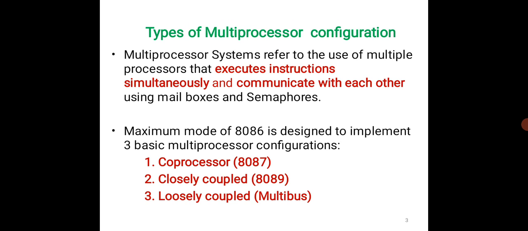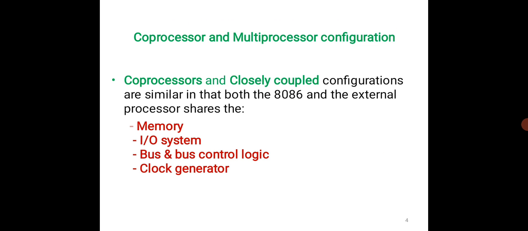An example for the coprocessor configuration is interfacing with an 8087, which is a numeric coprocessor. The closely coupled configuration example is interfacing with 8089, which is an IO processor, and the third one is the multibus configuration. The coprocessor and closely coupled configurations are similar in that both the 8086 and the external processor share the memory, IO system, bus and control logic, and clock generator.